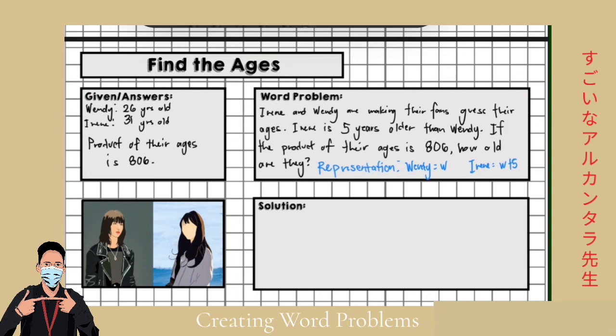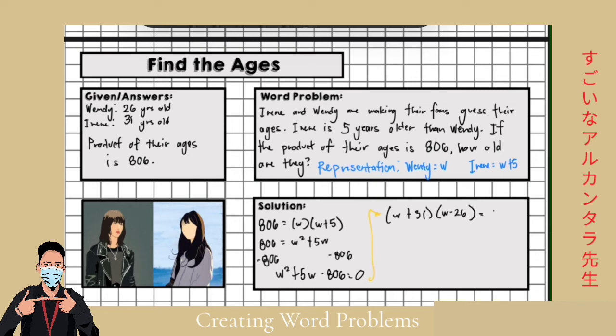So we can now create the equation. Let's say that we start with the product, which is 806. The representation is W and W plus 5. So we distribute the W, and we'll get 806 is equal to W squared plus 5W. Subtract 806 from both sides of the equation. We will get W squared plus 5W minus 806 is equal to 0. From here on out, we can now do factoring. So the factors could be simply W plus 31 and W minus 26, and this is equal to 0.